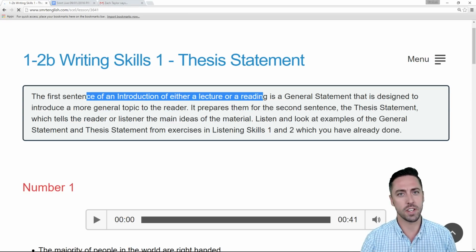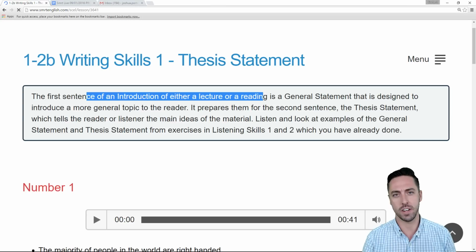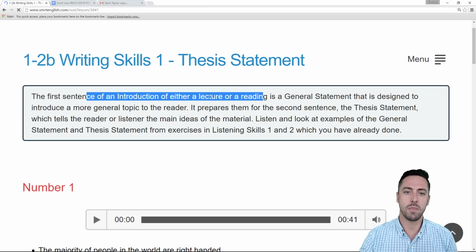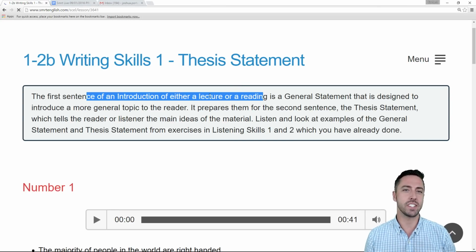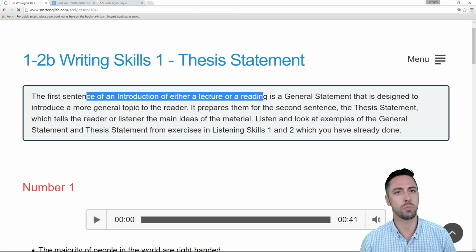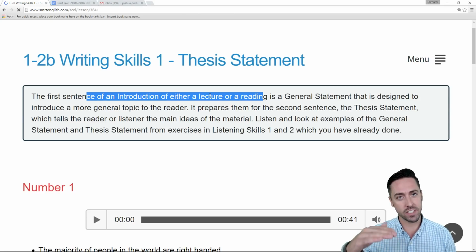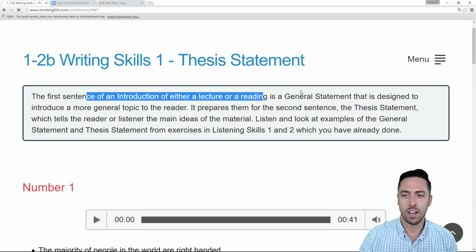So when anything is written, we keep our reader in mind, and we want to give them the best information possible. And a lecture or a presentation is no different. It's organized in the same way. So when we talk about lectures or presentations or academic essays, they have the same basic format.